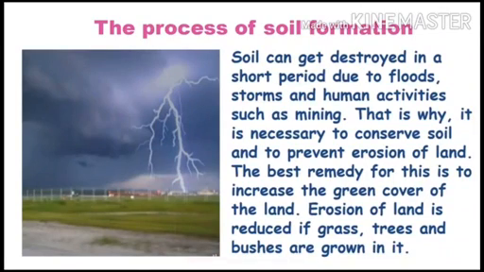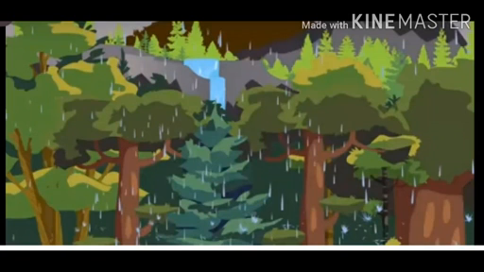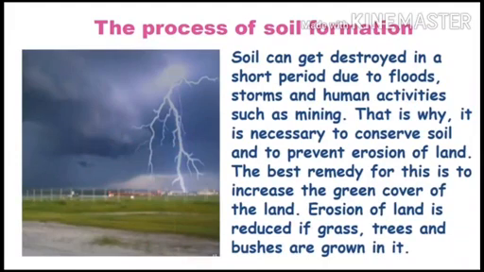We know that the land is a very important natural resource. So, the soil can get destroyed in a short period due to floods, storms and human activities such as mining. That is why it is necessary to conserve the soil and to prevent erosion of land. The best remedy for this is to increase the green cover of land. It means that we have to do much more plantation on land. The erosion of land is reduced if grass, trees and bushes are grown in it.